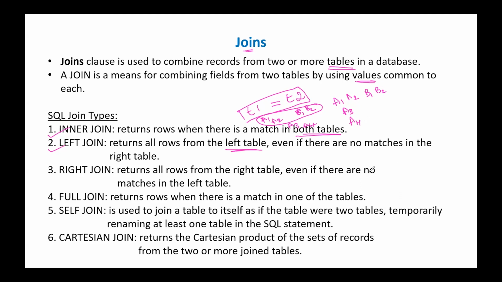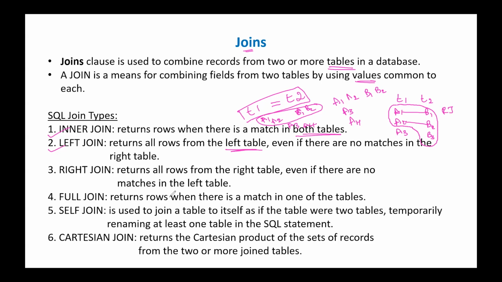Similarly, the opposite of that is the right join. Suppose I have table 1 which has attributes A1, A2, and A3, and table 2 which has attributes B1, B2, and B3, and suppose only these two are matching. Then in a right join, I take only the matching tuples from table 1 and all the other rows from table 2. This is called a right join. If I do the opposite of that, that is called a left join.